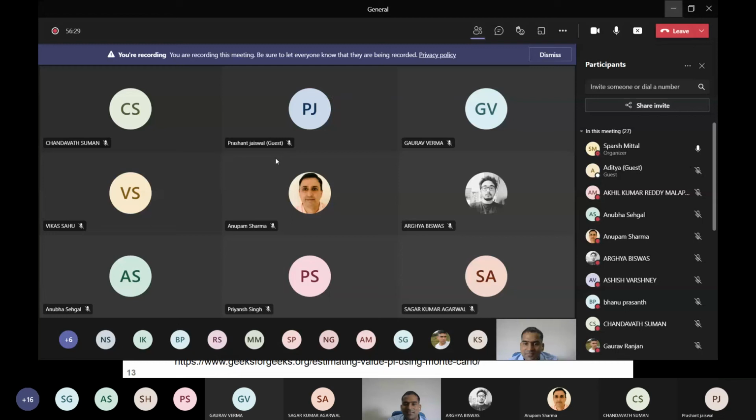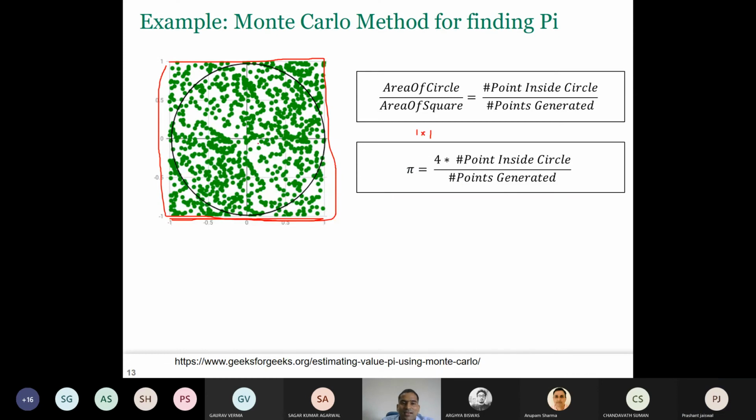Let me ask someone. Prashant Jaiswal? Yes, sir. What is the area of circle here? What is the pi by 4? Yes, pi by 4. Yeah, because the r here is 1 by 2, and the area is pi r square, right? So the area will be pi by 4.